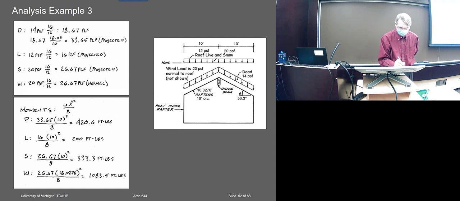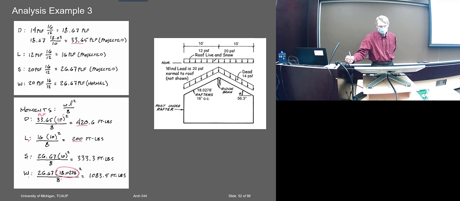So these are the moments for each of these. I take the projected load and the projected L. So here's the PLF, and this would be in feet, over 8. So WL squared over 8. That gives it to me for the dead. This is supposed to be roof live, the snow load, and the wind load is the one that's different. The wind load's on that full length, this length. But nonetheless I get the moment for that one.